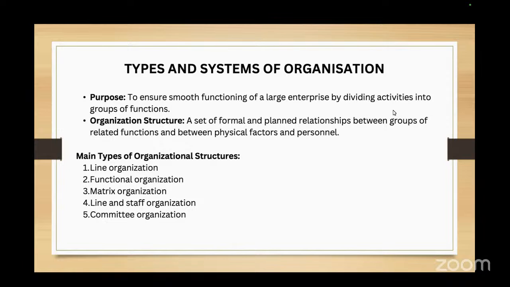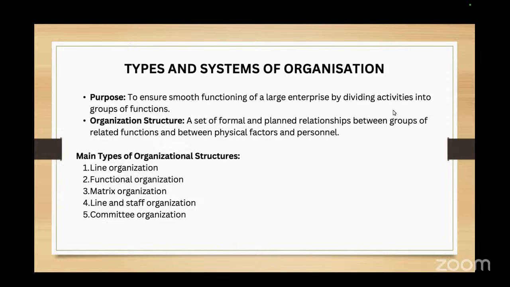Functional organization. In this structure, the organization is divided based on specific functions. Example, marketing, finance, production. Each function has its own department with experts who are in charge of that specific area. For example, the marketing department focuses on all marketing activities, and the finance department looks after financial tasks. The goal is to group similar activities together so that specialists can manage them efficiently.